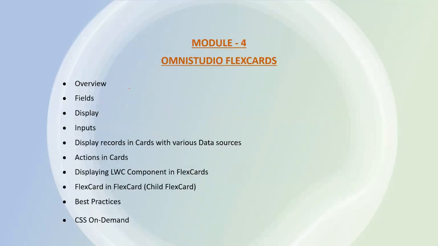Let's go to the fourth module, which is flex cards. Very important. Majority of the times flex cards and omni scripts will be used in your projects. A similar overview I will be covering. Fields: how to display some field information on the flex cards. There are some display components, for example toggle buttons, or a table if I want to display one on a flex card. There are a lot actually, like icons, and how to display them on the flex card. I'll be showing each and everything.